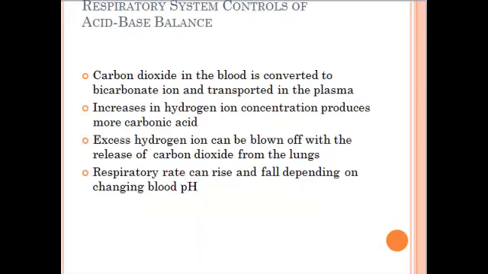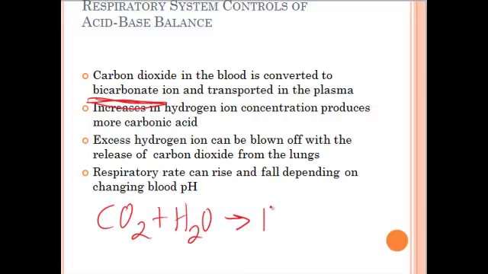This comes from carbon dioxide. So as carbon dioxide enters the blood, it is converted into bicarbonate ion. So this bicarbonate ion is produced here. So as CO2 adds to water, what you're going to end up with is this bicarbonate ion being formed.